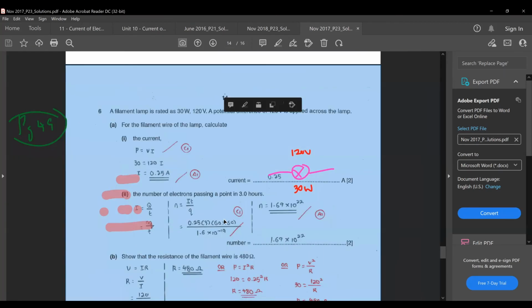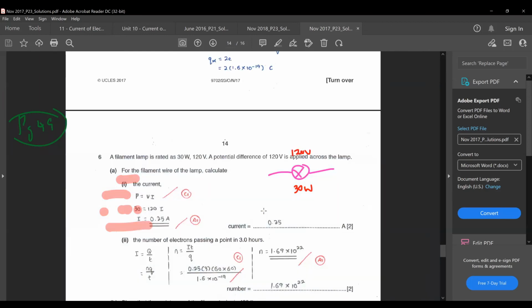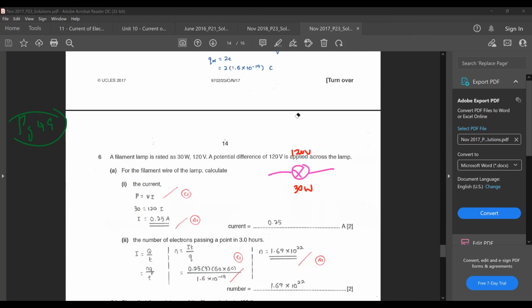Now the next one, find out the number of electrons passing at a point in 3 hours. Okay, so be careful with this one. When they say number of electrons passing a point in 3 hours, they basically want N. All right. So this one you can do it from the definition of your current. I is rate of flow of charge. Q is total charge. So you can break it out to number of charged particle times the charge of one particle divided by T. So N is IT over Q.